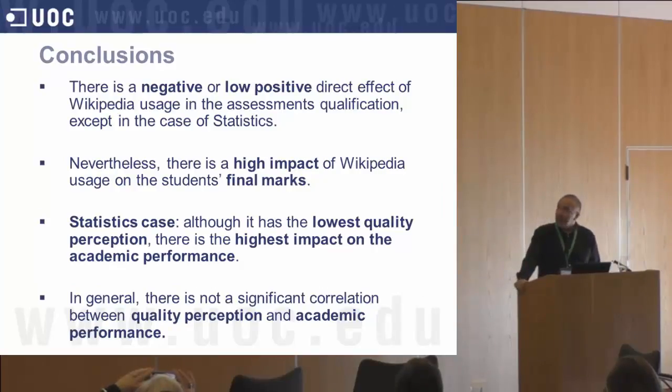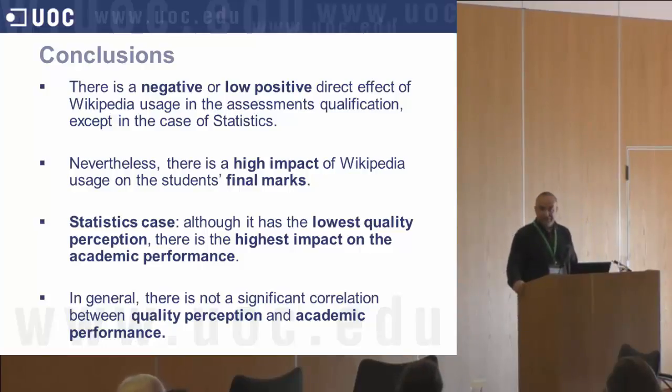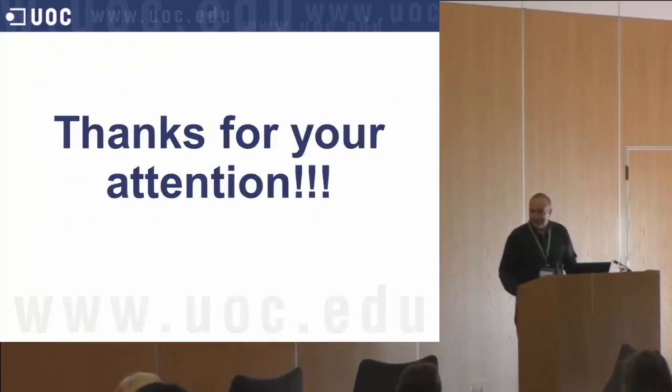There is a negative and low positive direct effect of Wikipedia usage in the assessment's qualification, except in the case of statistics. Nevertheless, there is a high impact of Wikipedia usage in the student's final marks. The statistics case is different: although it has the lowest quality perception, it has the highest impact on academic performance. And finally, in general, there is not a significant correlation between quality perception and academic performance. So, thank you very much for your attention. If you have any questions.